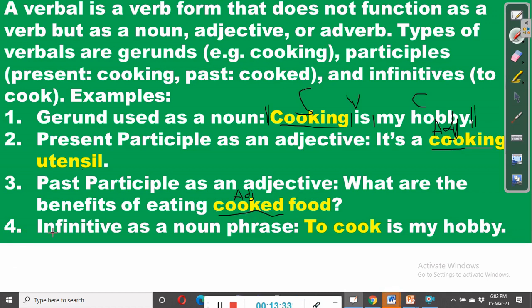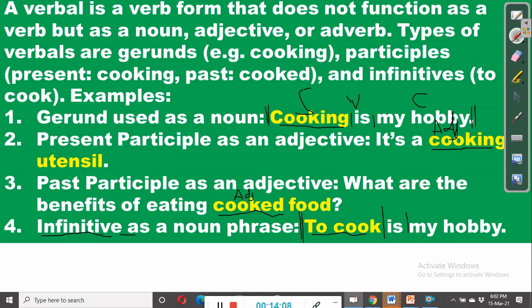Then example number 4 is about the infinitive, which is the focus of our lesson today. And here an infinitive is used as a noun phrase, to be specific, because to cook is my hobby. Of course, the infinitive here is to cook, and it is essentially an infinitive phrase functioning as a noun phrase in this sentence. Now, how do we know it's functioning as a noun phrase?